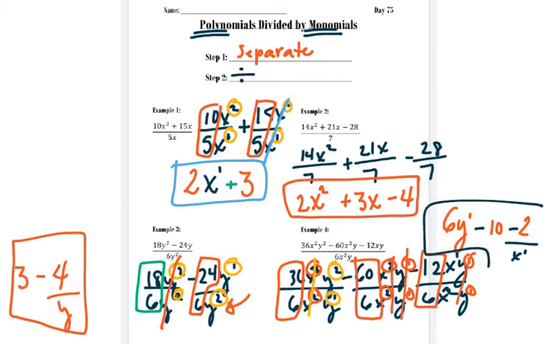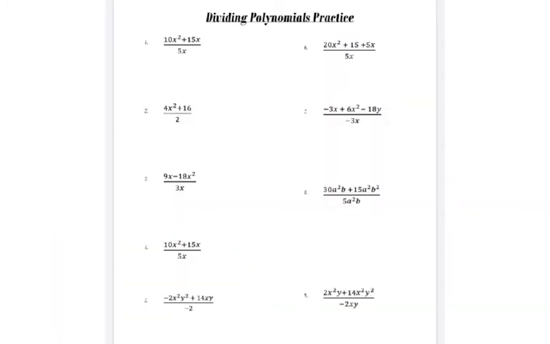So if you can do numbers 1 and 2, those are the ones that are more important. 3 and 4 are a little bit more difficult. So example 1 and example 2: you separate, divide the coefficient, subtract your exponents. When x's are stacked, you subtract their exponents. Very easy.